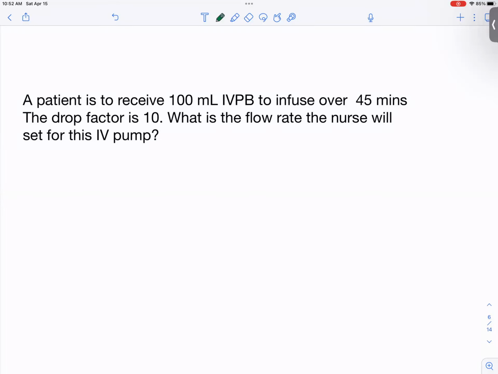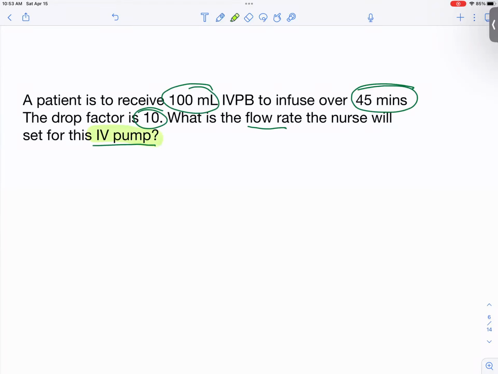I'm looking at these problems. I promise you, do it the annoying way that I do it. It'll help you in the end. A patient is to receive 100 milliliters IV piggyback, and they're going to infuse it over 45 minutes. The drop factor is 10. What is the flow rate the nurse will set for this IV pump?